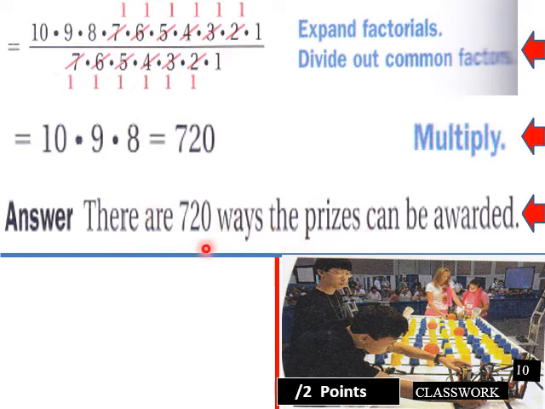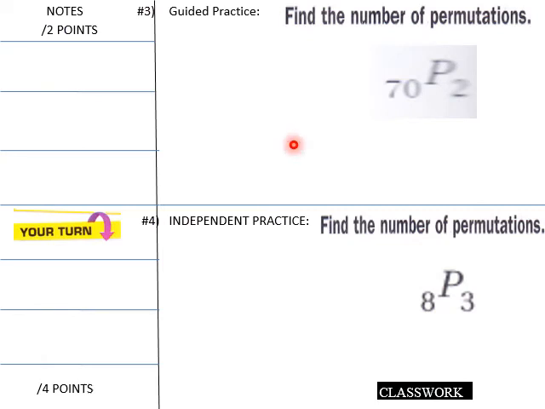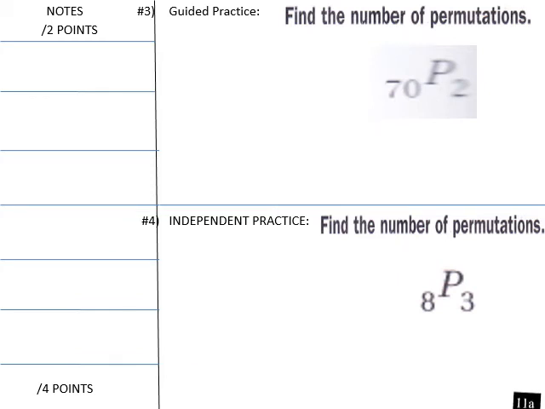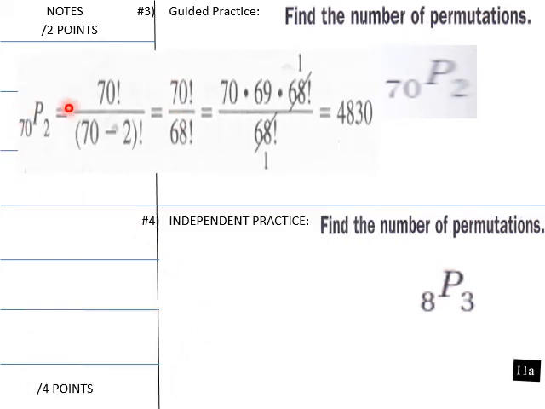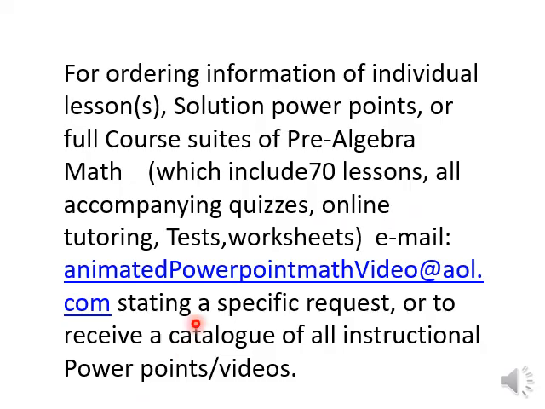So into a situation here, find a number of permutations. Students, that's yours. 70P2 would be 70 factorial over 70 minus 2 factorial. And then you just start at 68, so you have 70 times 69. That would equal 4830 permutations of that situation.